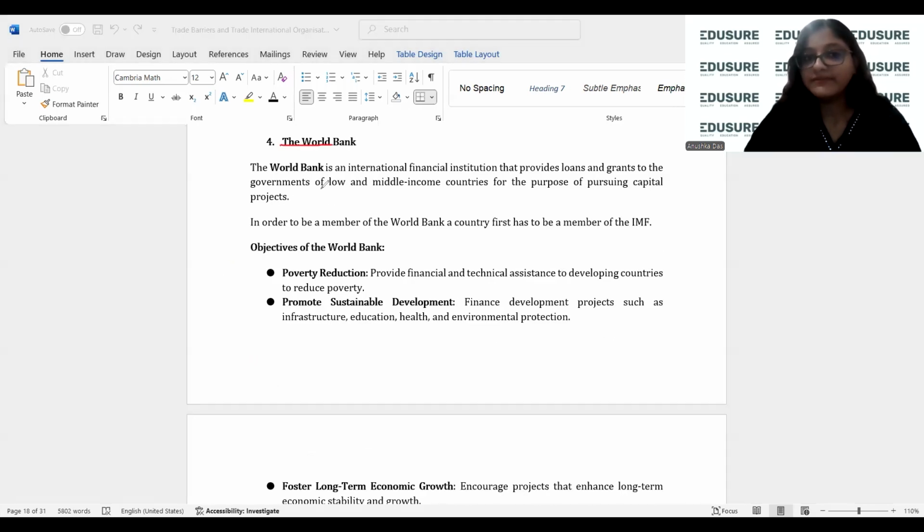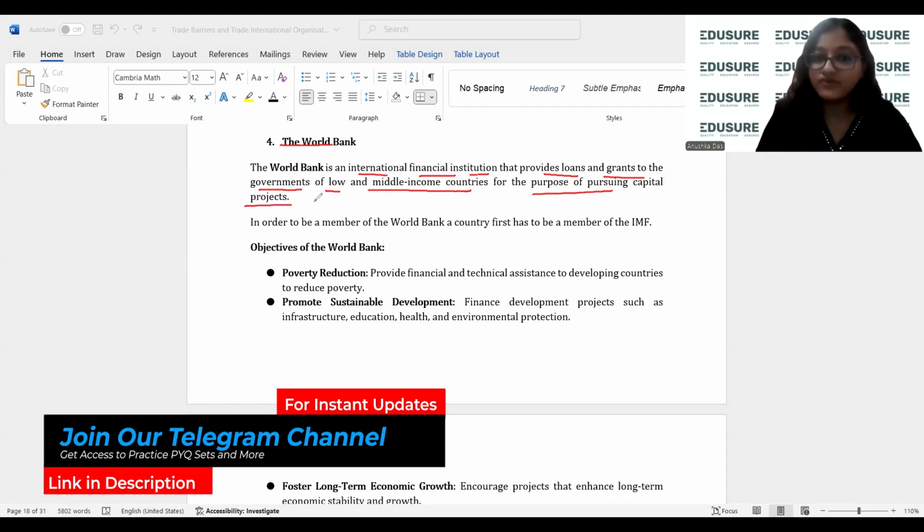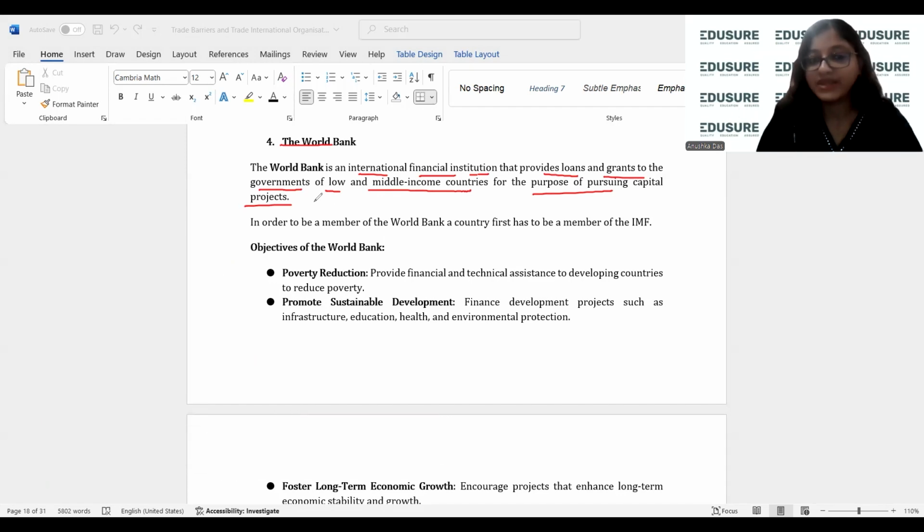See, the World Bank is an international financial institution that provides loans and grants to the governments of low and middle income countries for the purpose of pursuing capital projects. So it directly provides loans to the governments. The IMF provides loans to the member countries, but the World Bank directly provides loans to the governments, usually of low and middle income countries, for the purpose of pursuing capital projects.